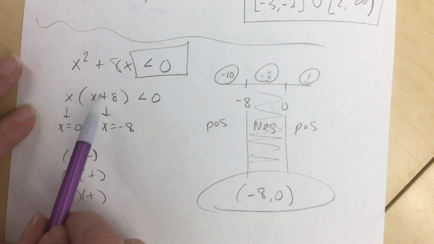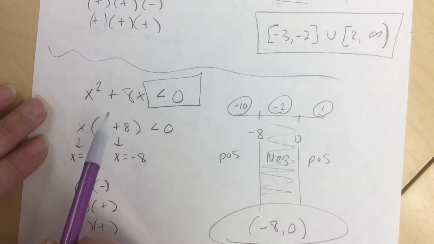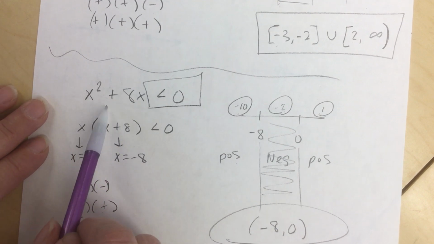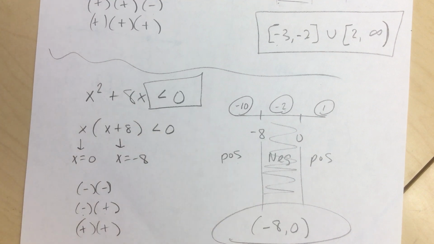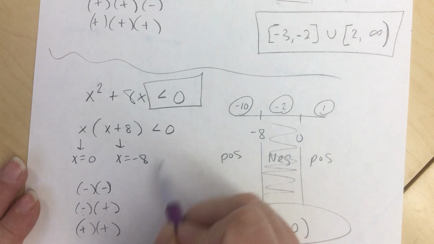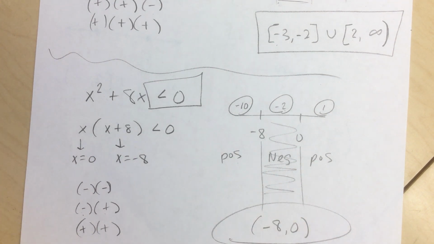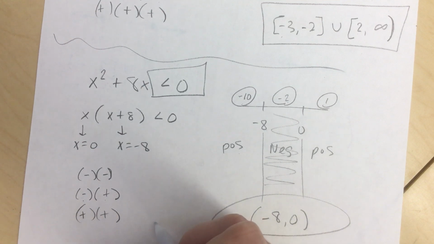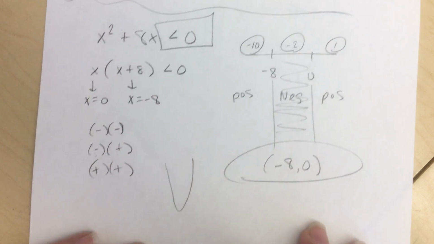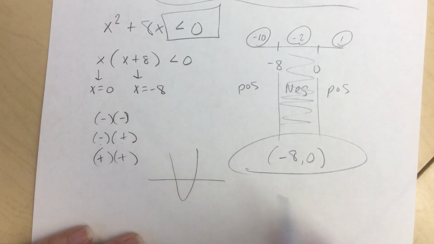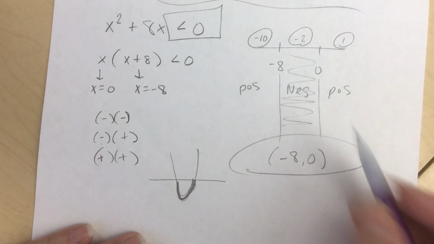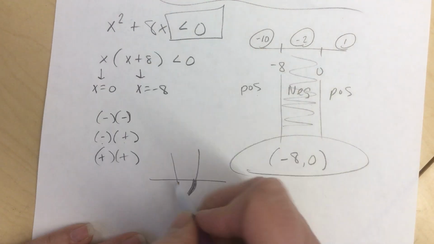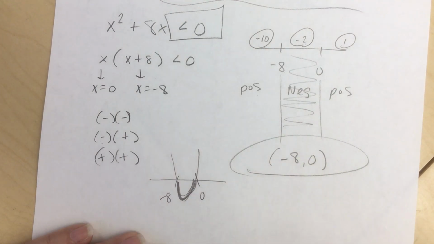Now, if it's a simple thing like this, you might be able to picture the graph. What is the shape of that graph, like if you had y equals x squared plus 8x? A parabola. Is it shaped like a U or is it shaped like an umbrella? A U, because it's a positive x squared. So if I have a graph that's shaped like that, wouldn't the negative portion be in the middle? Yes. And so it equals 0 at negative 8 and 0.